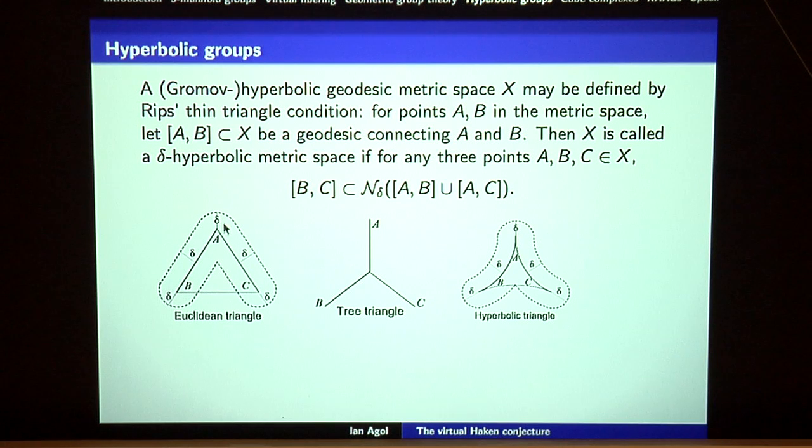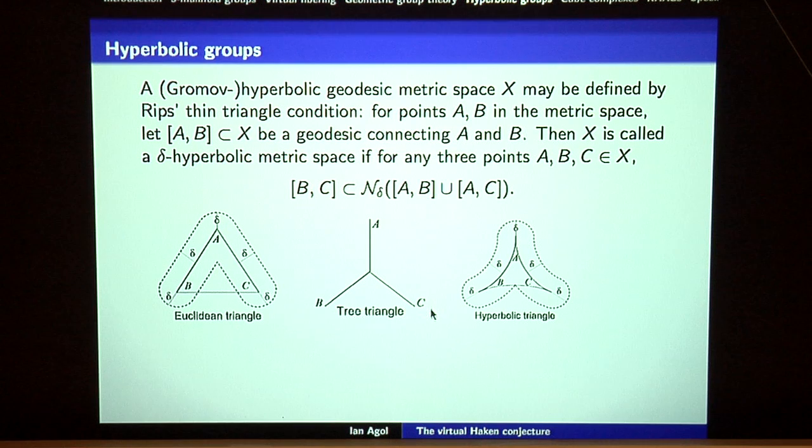So Euclidean space is not delta hyperbolic. I can take a triangle there, and for any given delta, I can just expand this triangle until the delta neighborhood of these two sides doesn't contain the third side. So Euclidean spaces are not delta hyperbolic.